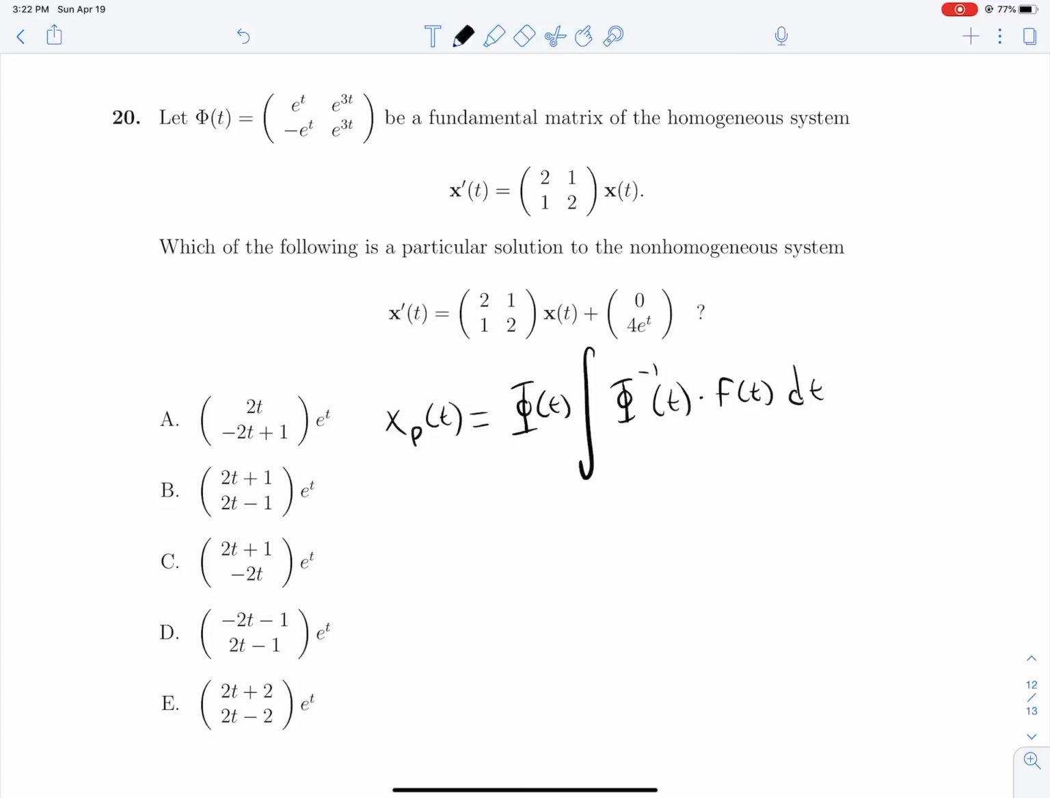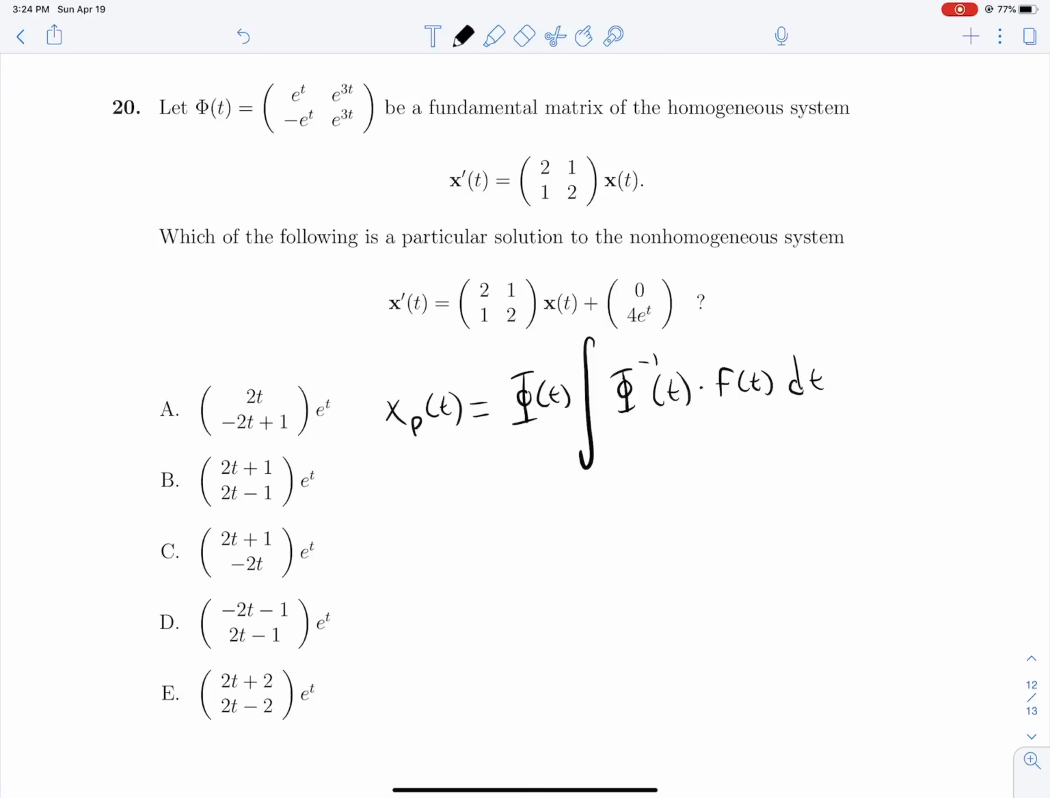And wait, I need to go make sure this is right. Okay, we're good. This should be correct. Let's start plugging some things in and solving. Let's find the inverse of phi of t. That will be 1 over the determinant, which is e to the 4t plus e to the 4t, so 2e to the 4t multiplied by switching the a and d positions, e to the 3t, e to the t, and changing the sign on the b and c positions, e to the t, negative e to the 3t.